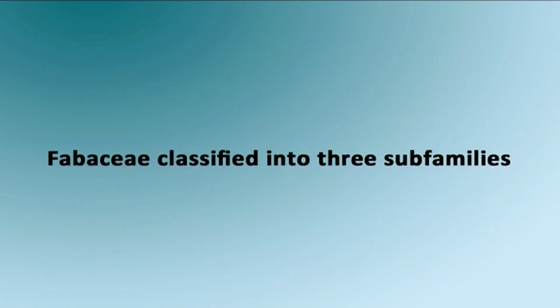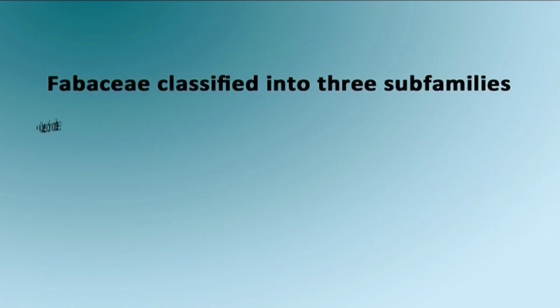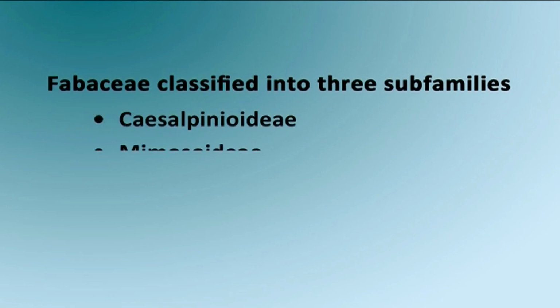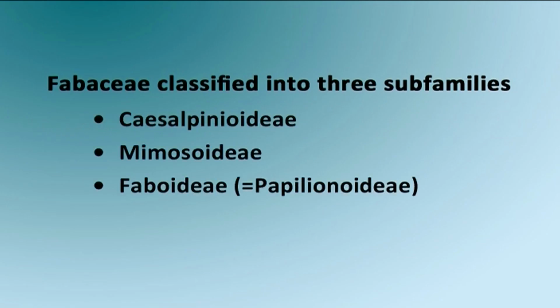The Fabaceae are traditionally classified into 3 subfamilies: Caesalpinioideae, Mimosoideae and Faboideae. Faboideae is also known as Papilionoideae. Many authors have advocated raising these subfamilies to the level of family, and some even treat them so.